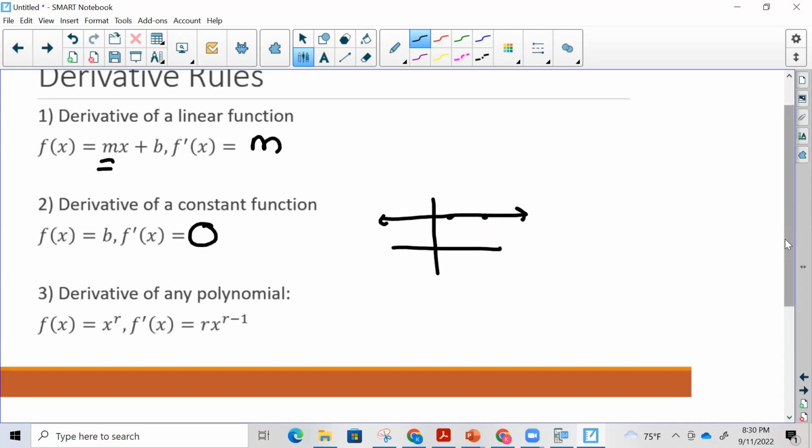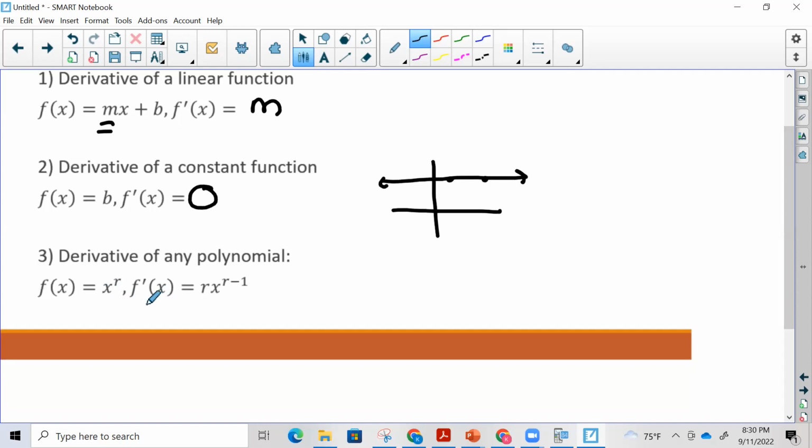And then for any polynomial function, the rule to find the derivative, which is called the power rule, is that we bring the exponent down to the front, to the coefficient, and then we leave the variable x, and then we subtract 1 from the exponent, and that's called the power rule.